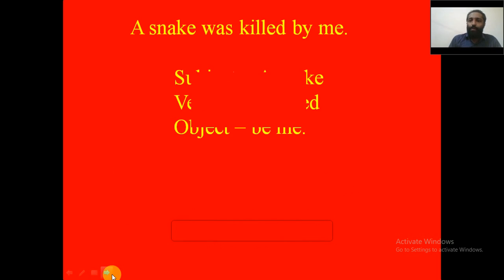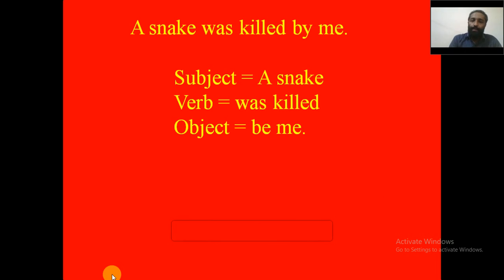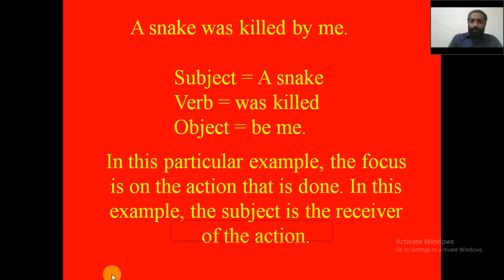Let's take another example. A snake was killed by me. Subject is a snake, verb is was killed, object is by me. So in this particular example, the focus is on the action that is done. What is a particular action? That is was killed. In this particular example, the subject is the receiver of the particular action.